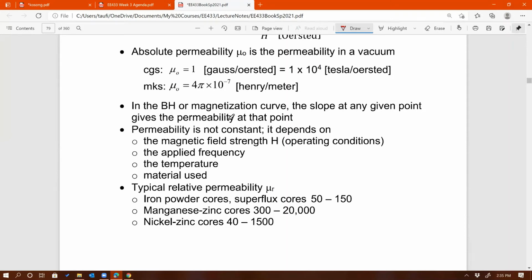All right, in the BH or magnetization curve, the slope at any given point gives the permeability at that point. Okay, permeability is not constant, right? It depends on the magnetic field strength H, which is the operating condition, and then applied frequency, temperature, and materials used. So that's what mu would depend on: magnetic field strength, applied frequency, temperature, and materials used.